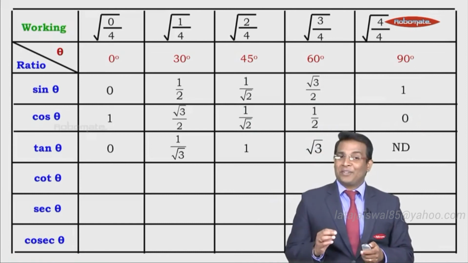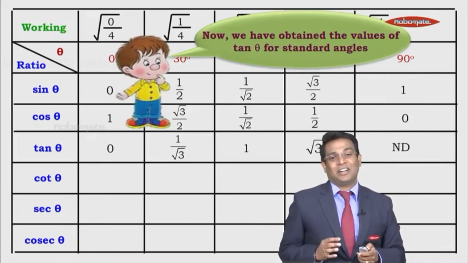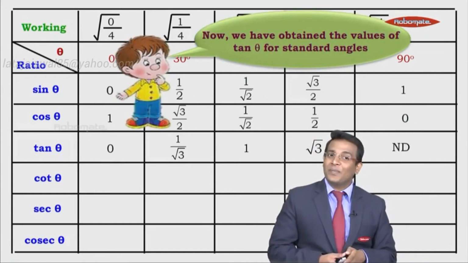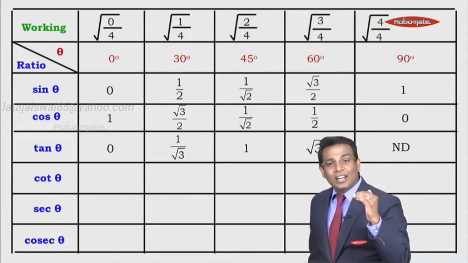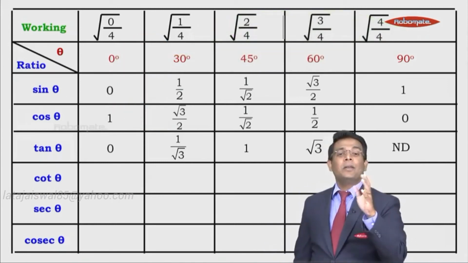So you know what has happened? We have got the tan theta for all the standard angles. So this is also done. So sin is done, cos is done and tan. Now we need to get the next three. Believe me, it's very easy.